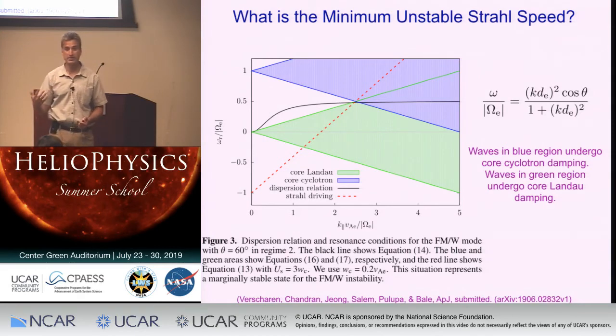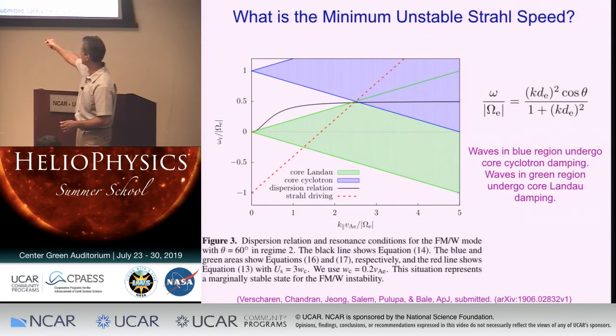Remember the Landau resonance condition, omega over k parallel equals v parallel. Well, that would be satisfied by core electrons here. If that were satisfied, the core electrons would damp out this Whistler wave, and we don't want that to happen. So we want to avoid this region.